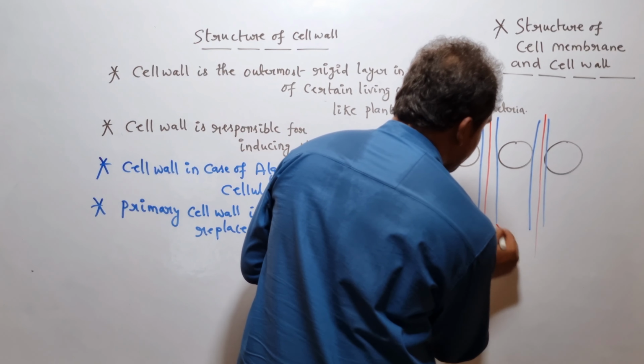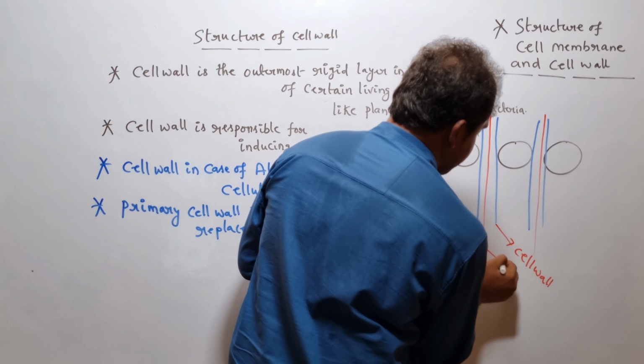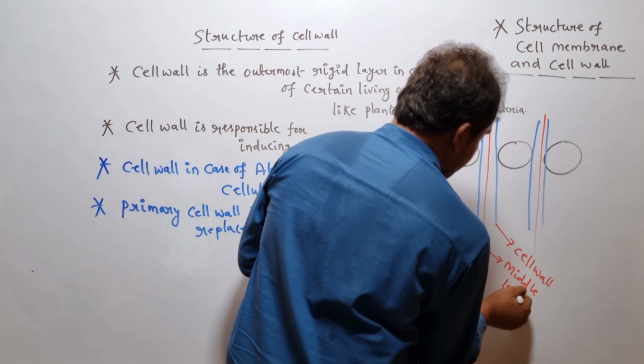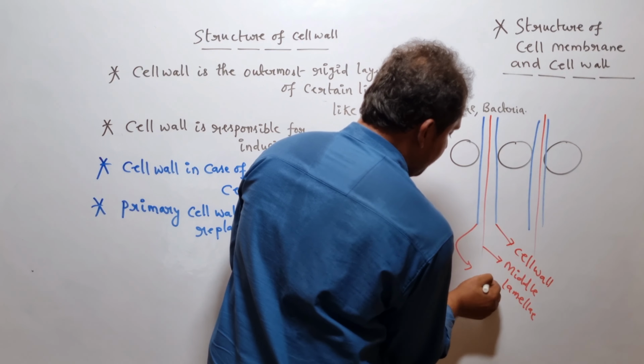So here it is nothing but what? Cell wall. And here it is nothing but what? Middle lamellae. And here it is nothing but what? Plasma membrane.